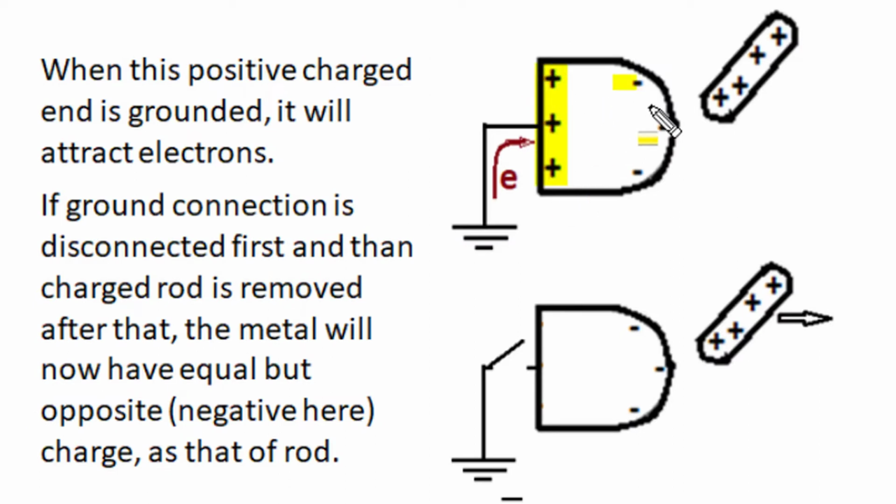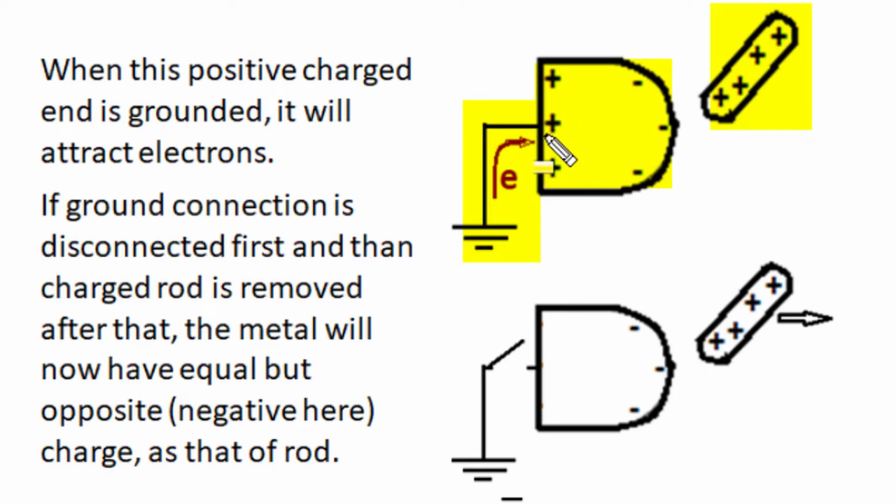Temporarily produced induced charges in a metallic conductor by the presence of a nearby charged object can be made permanent by a grounding connection of the metallic conductor at a suitable position. When this positive rod is placed near this metallic conductor, electrons will shift by the attractive action of this opposite positive charge, and the concentration of electrons here produces negative charge, and the deficiency or shift of electrons here generates positive charge.